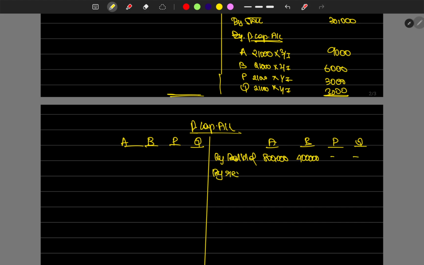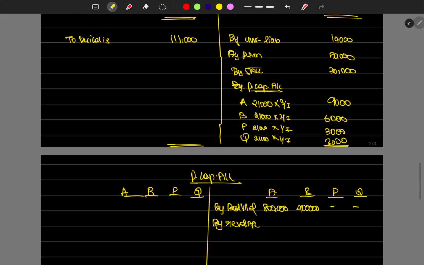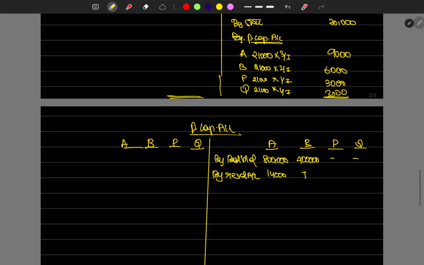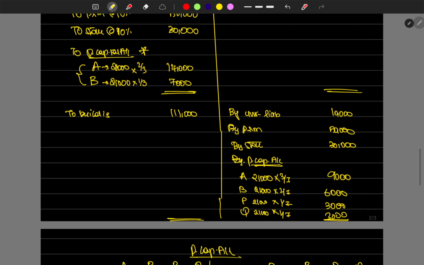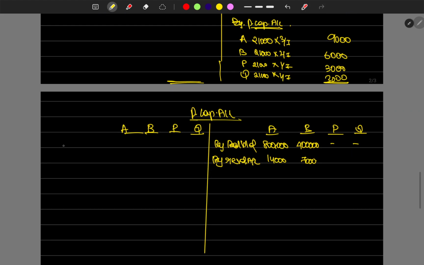Then revaluation balance. By revaluation to partners' capital, which is 14,7,000. This is a revaluation profit and it has been transferred to all the partners. Okay, this is not the loss, this is profit. Now to revaluation, which is 9,000, 6,000, 3,000, 3,000, reversed at the new profit sharing ratio.